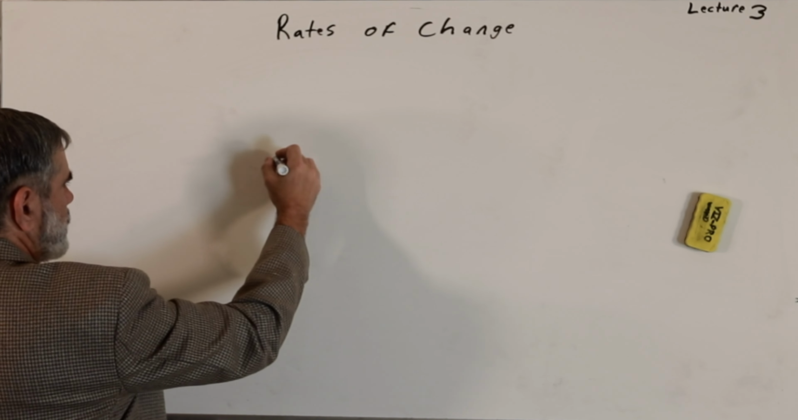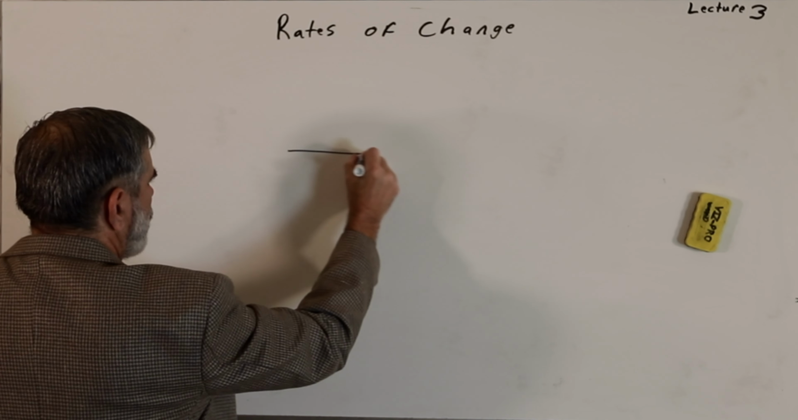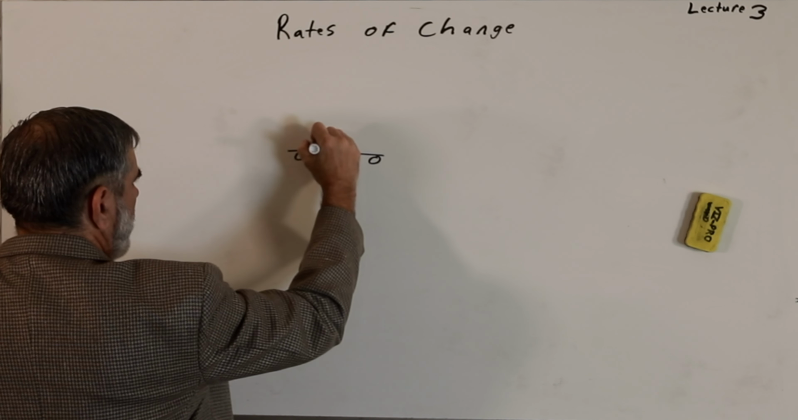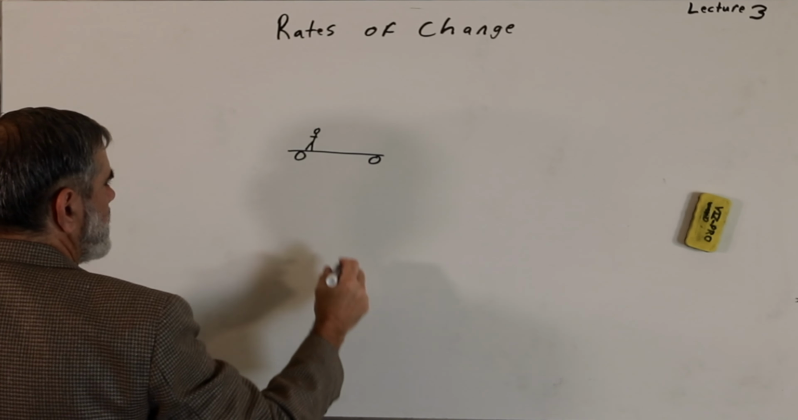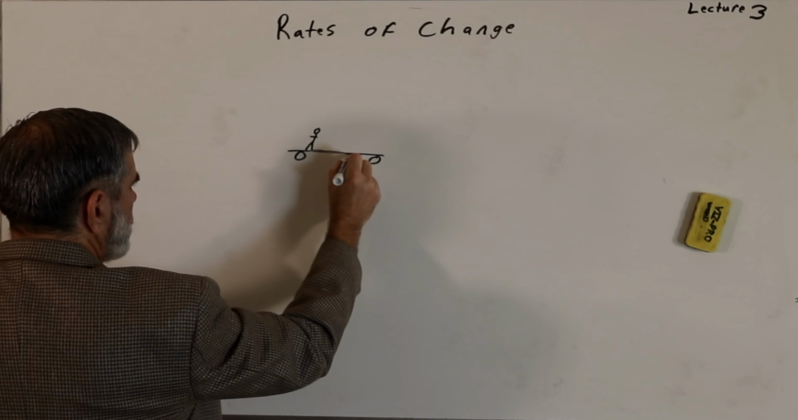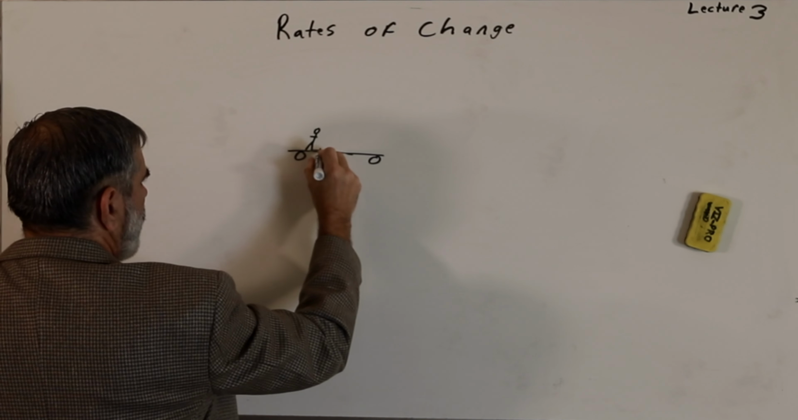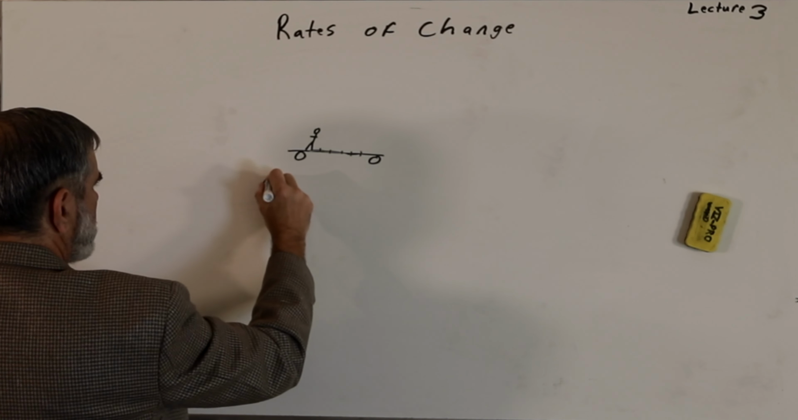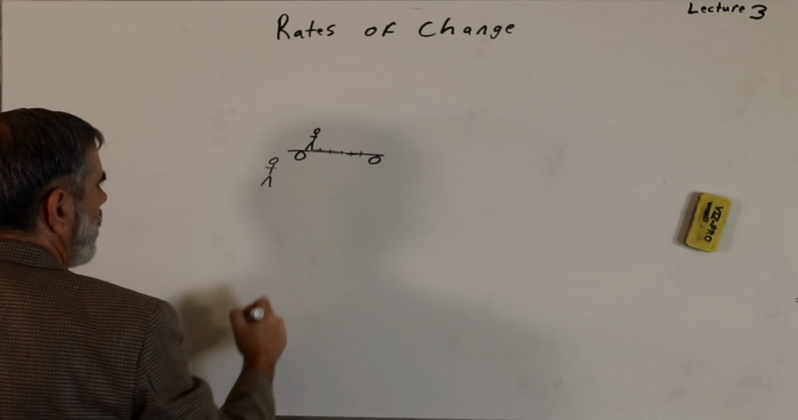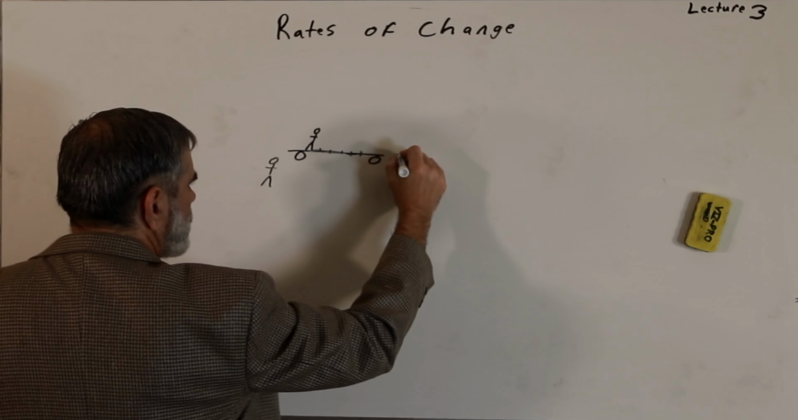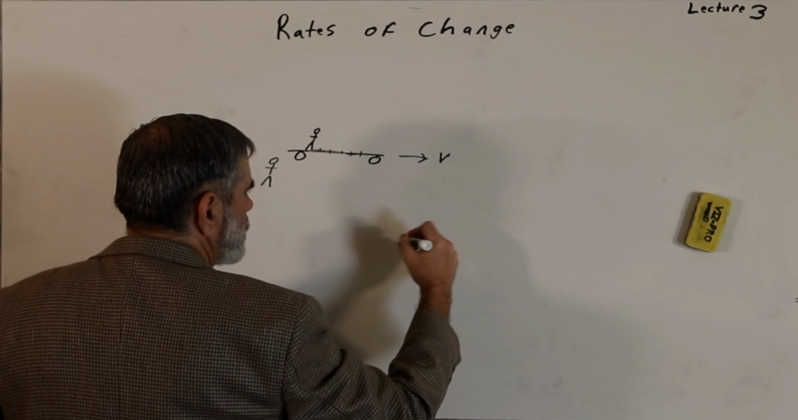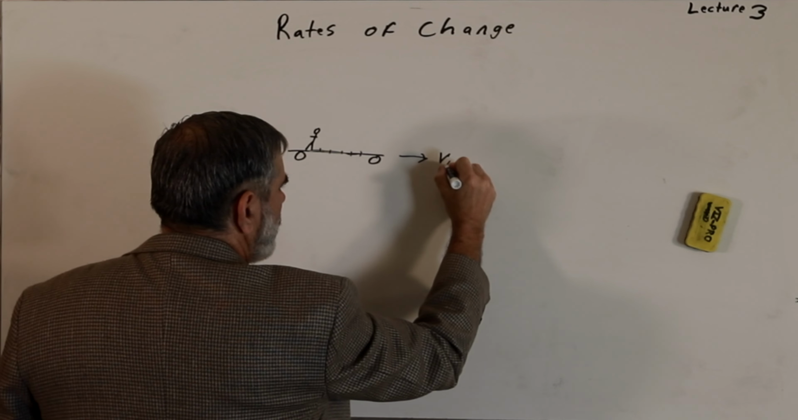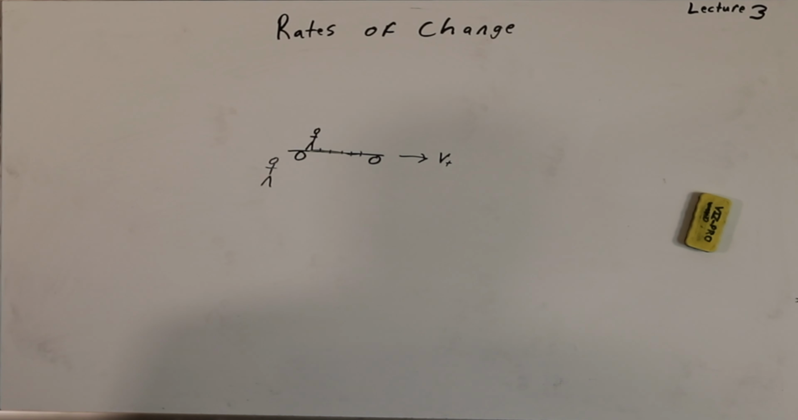What if I have two reference frames? What if I had a train like this, and on this train we have a guy, and he's standing still, and he's got his own rulers here. So we could have a ruler on this train, and then there's a guy standing on the side of the tracks here, watching the train go by. Let's assume the train is going in this direction with some velocity. We'll just call it V sub t for velocity of the train.